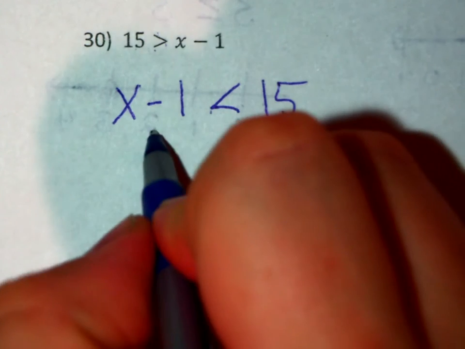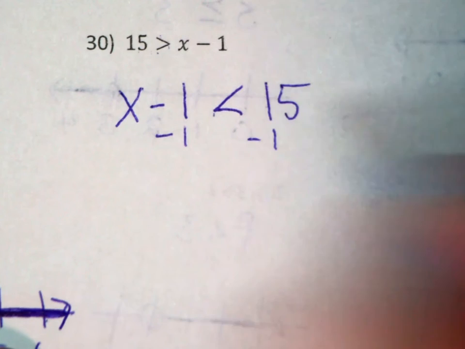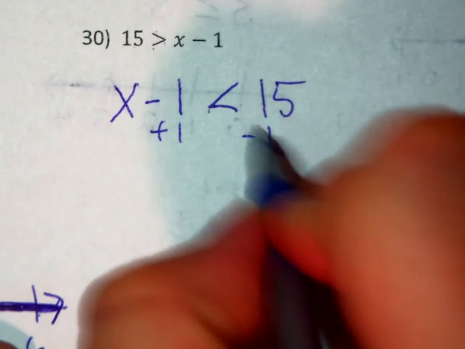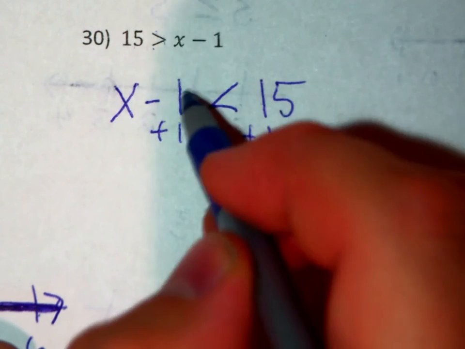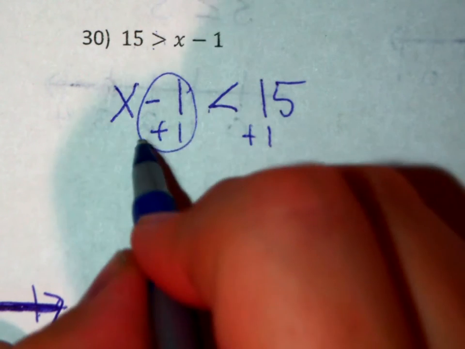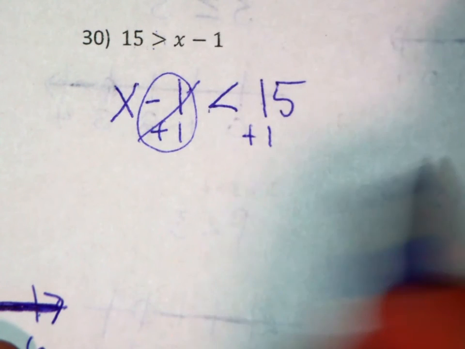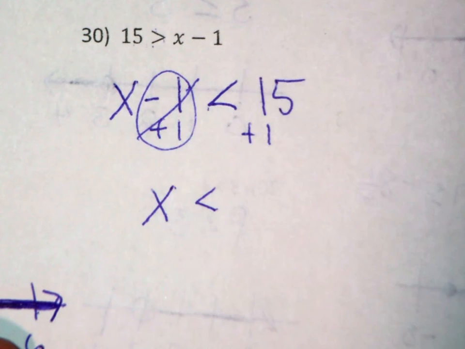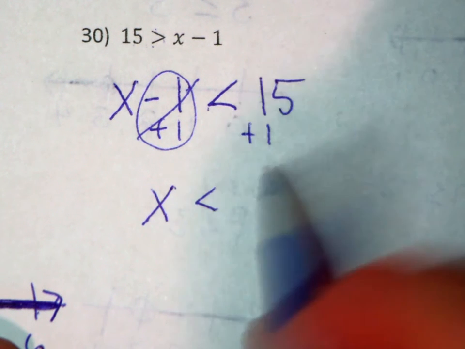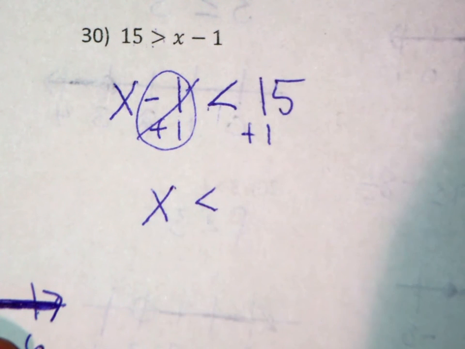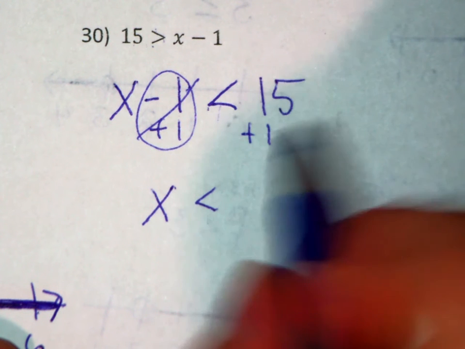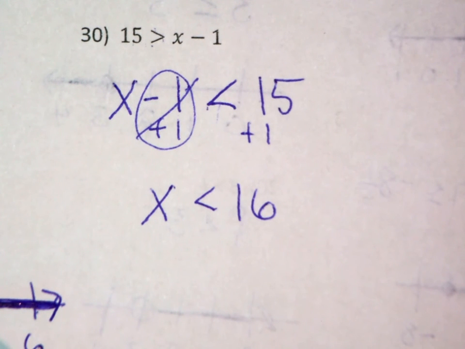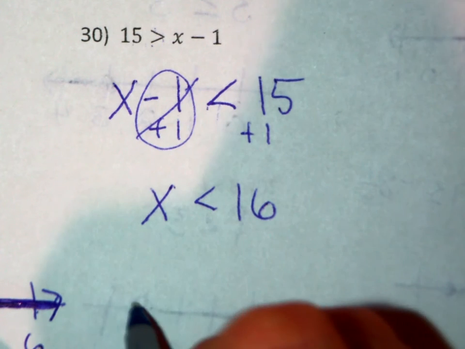Next step would be to add 1 to both sides of this inequality. And so when I add 1 to negative 1, that gives me 0, so that will cancel out and drop down an x. I'm not multiplying or dividing by a negative term, so my sign will stay in the exact same position. And then 15 plus 1 is 16. So x is less than 16.